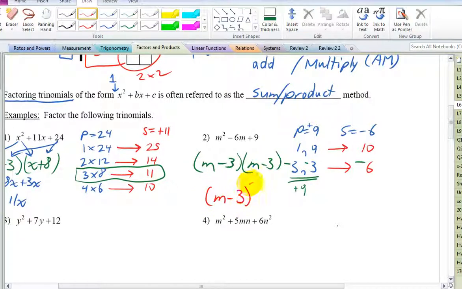M minus 3 squared, exponent 2. Please make sure you have that down, okay? We want to start recognizing that.